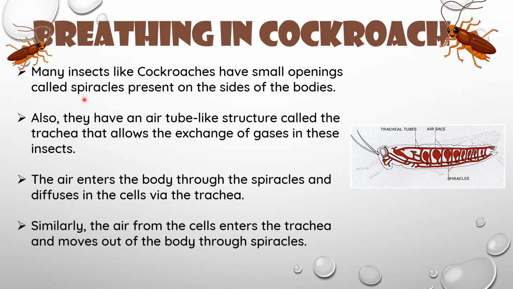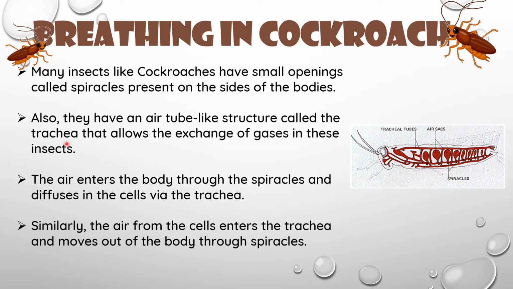Spelling: spiracles. Many openings are there. Also they have an air tube-like structure called the trachea that allows the exchange of gases in these insects. You can see here in the picture, many tubes are there. Through these tubes the exchange of gases takes place: oxygen is taken inside and carbon dioxide goes outside. This tube-like structure is called trachea.